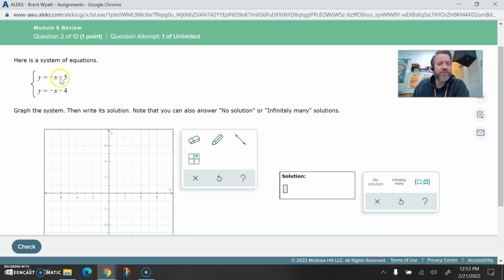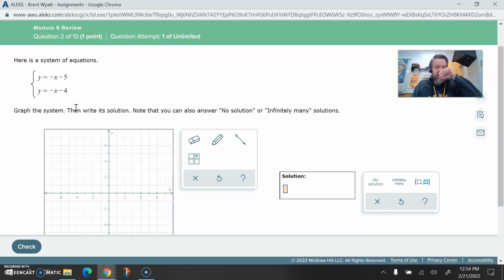They have different y-intercepts though. This one goes through -5, and yes, -5 is the same thing as plus -5. This one goes through -4 on the y-axis. So they're going through different points on the y-axis. The y-intercepts are different.